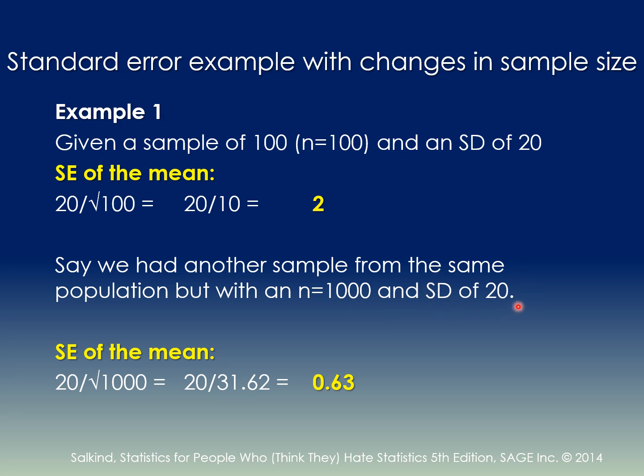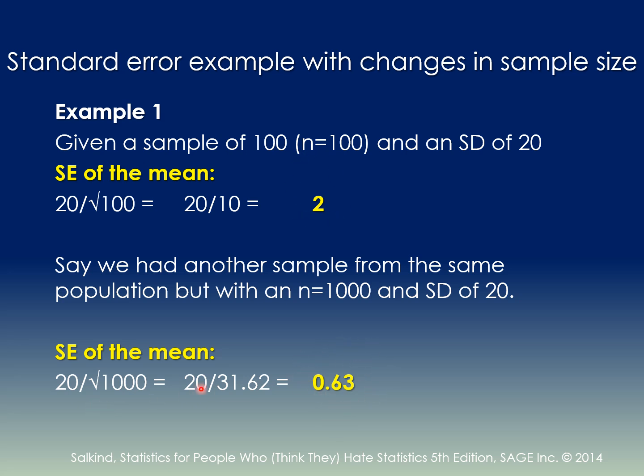Again, same population. You're not going to expect the standard deviation to change that much. It might change a little bit, but in this case, we've kept it constant. When I do the math here, I get a standard error of the mean of 0.63. Well, 0.63 is about one third the size of 2. So this goes down by a factor of 3.